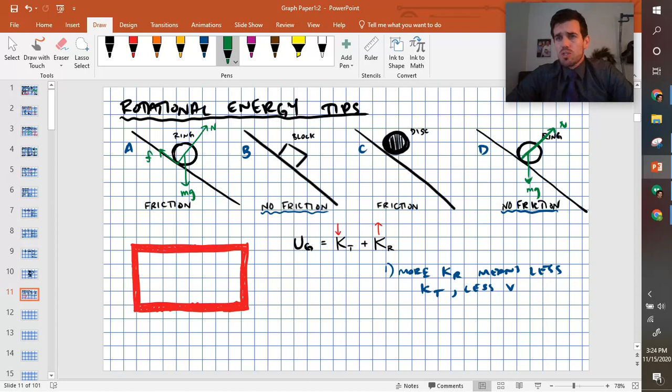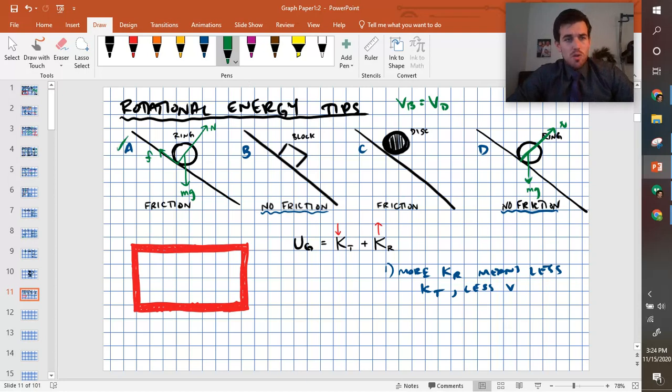Notice that there's no force that's going to be causing a rotation here. The normal force is not creating a torque because it's acting at a right angle, going right through the center of mass. And the force of gravity originates at the center of mass. So neither one of these is going to create any kind of rotation. So actually, B and D will both end up going the same speed at the bottom. So VB is going to be equal to VD.